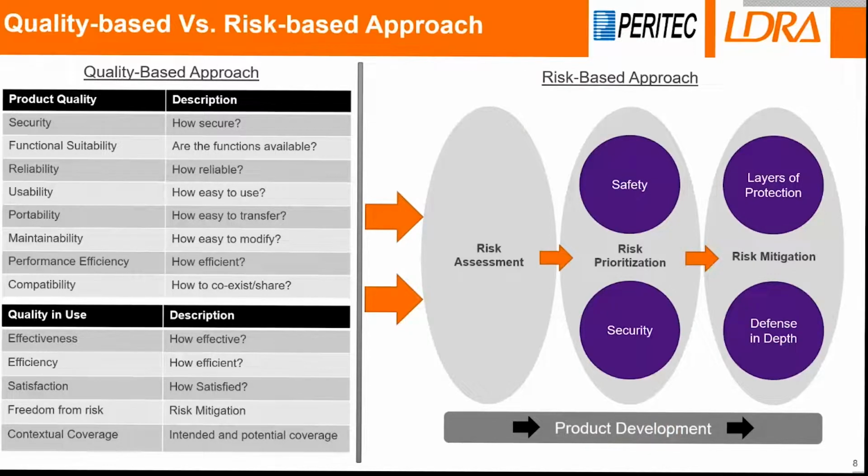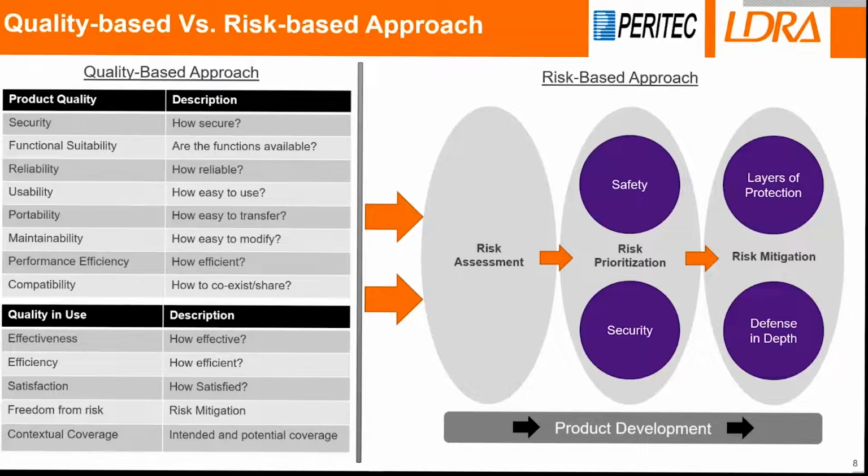So now let us look into the traditional way of developing a quality product versus how a risk-based approach is followed today in order to develop a safe and secure product. During a quality-based approach, we were looking into the product quality and the end users were much concerned about the quality in use. So when people were developing a quality product, they were looking at how secure the product is, whether all the functions and features are available, and how reliably they can use it.